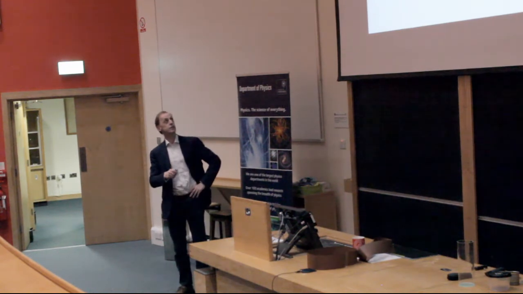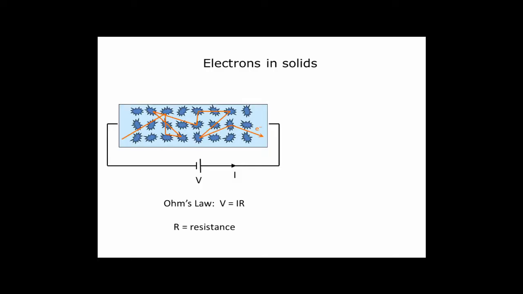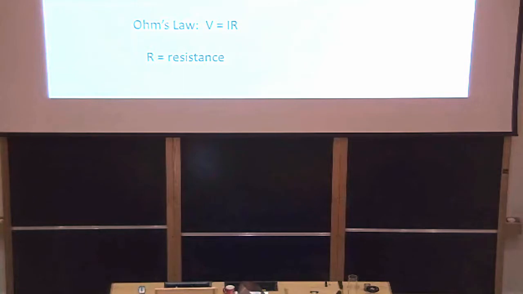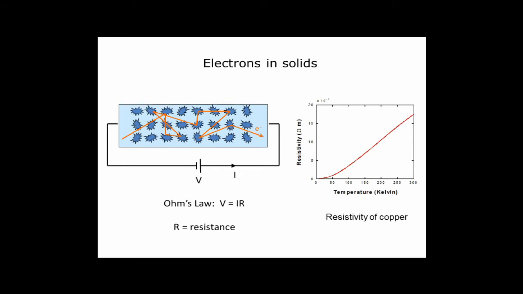This picture, of course, misses a lot of detail, and is not the modern picture we have of electrons in solids, but it does explain some things. It explains, for example, Ohm's law. So in this picture, the current that you obtain is exactly proportional to the voltage, and the constant of proportionality, of course, is resistance. And it also gives an explanation, at least a qualitative explanation, of how the resistance of a metal behaves with temperature.